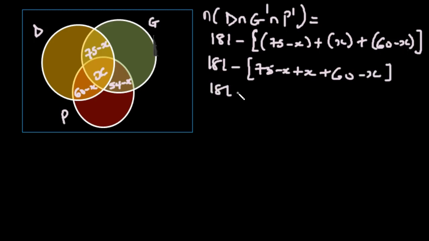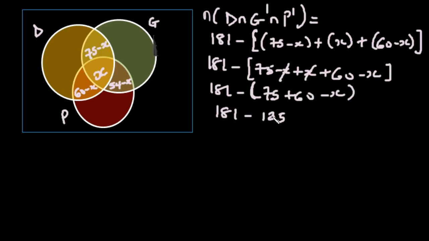So we have 181 minus, collecting like terms, I have 75 plus 60, minus x plus x is going to cancel out. So we have minus multiplied by minus, in this case, is plus. So the final answer here will be 181 minus 135 is 46. So we have the number of people who read Daily Times only to be 46 plus x. So we can transfer that here. 46 plus x.